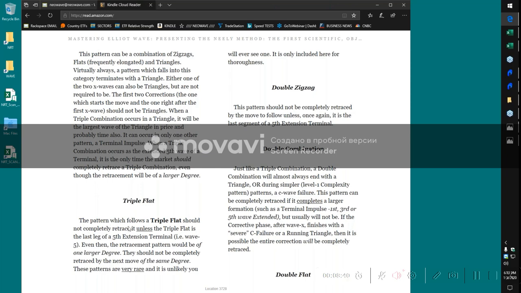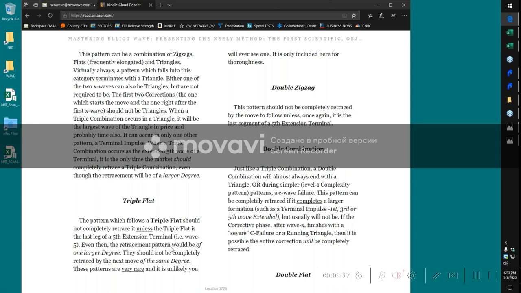So it says here, if you get a triple flat, this should be completely retraced unless a triple flat is the last leg of a fifth extension terminal. So this means that you'd have to have a 5-wave move. That's a terminal pattern. In a terminal, every single leg is corrective. So you'd be dealing with a corrective wave 1, corrective wave 2, corrective wave 3, corrective wave 4, and corrective wave 5. And a flat, no matter how many you add together, is still going to be a correction. So if that triple flat made up wave 5 of a terminal, that would be almost the only time in which it should not be completely retraced.